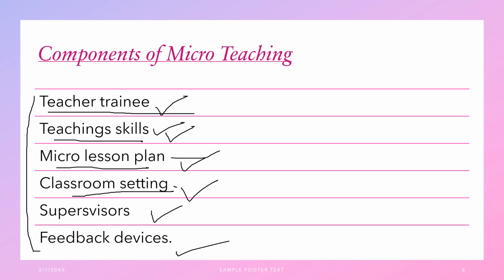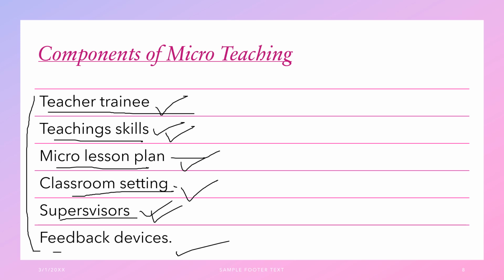Now, who are the supervisors? Supervisors are basically teacher educators, and they play a crucial role in behavior modification of the trainee, providing constructive feedback. The trainer and fellow trainees both observe the performance of the trainee and subsequently provide necessary feedback for the purpose of behavior modification. The term supervisor comprises the teacher trainer and fellow trainees.